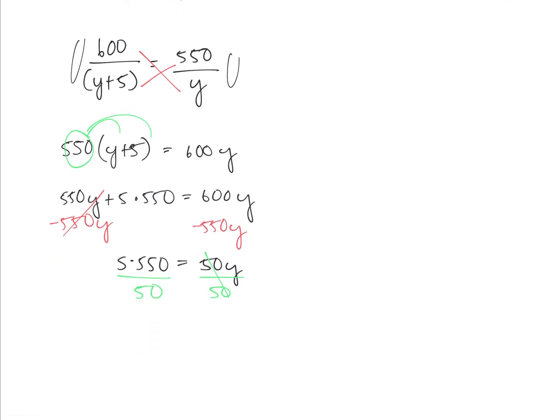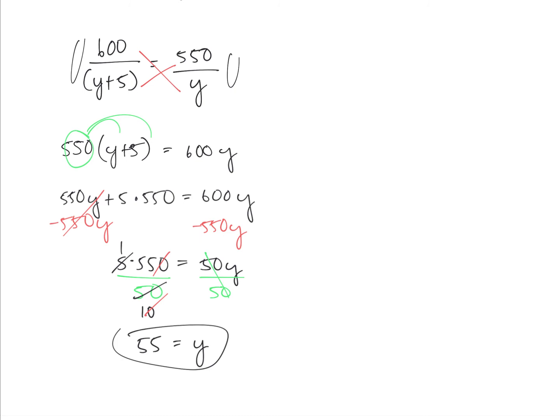And what do I know about this? Well, let's see. 5 can go into 50. That'll be 10 times. And then 10 and 550, we can cancel out those zeros there. And we're just left with 55. So I didn't need to use a calculator. All right. And that's y.